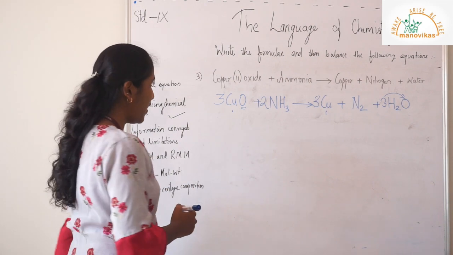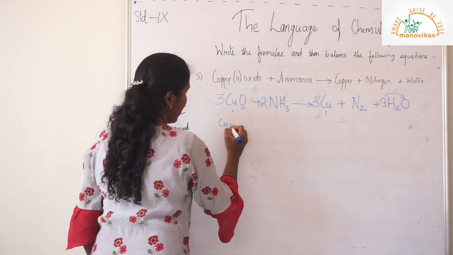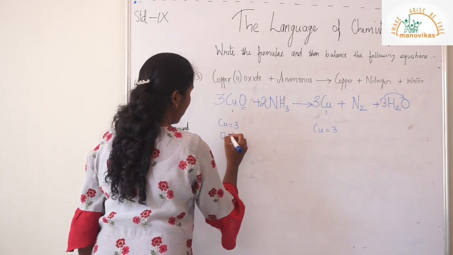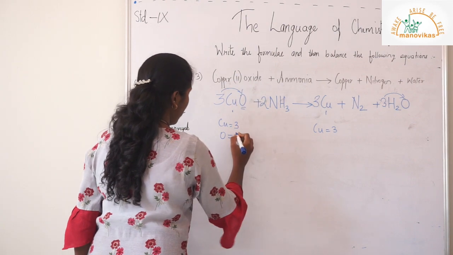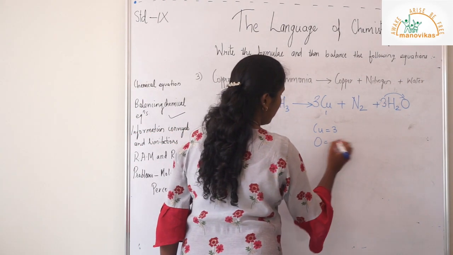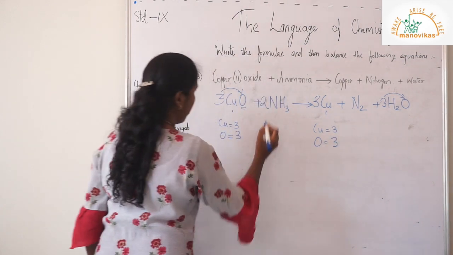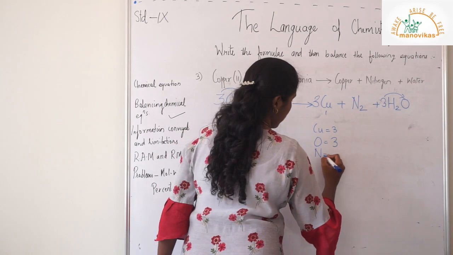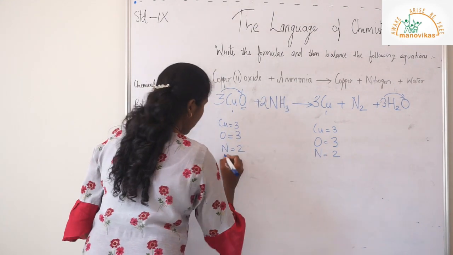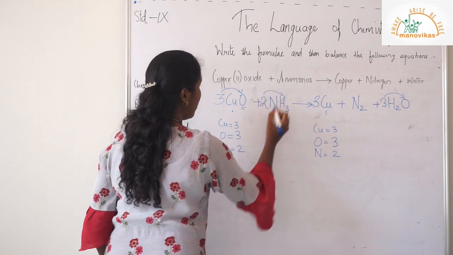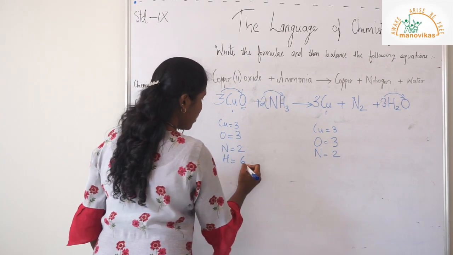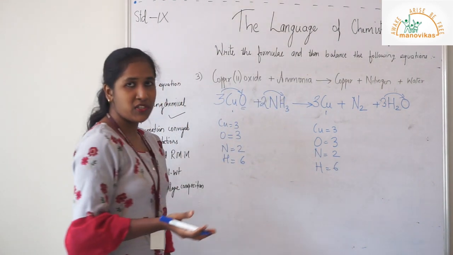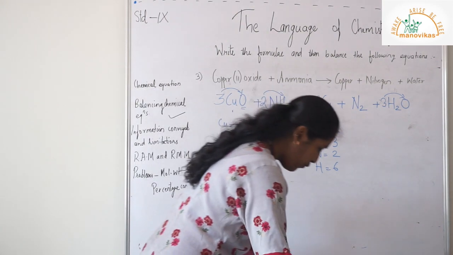Let's check this equation again. Copper is 3. Here copper is 3. Oxygen, this 3 is multiplied to this. Oxygen becomes 3. Oxygen on the right hand side is also 3. Nitrogen, you have 2. Nitrogen here is 2. Hydrogen is 3 2s are 6. And over here hydrogen will be 3 2s are 6. So the equation is balanced. Let's go for one more example.